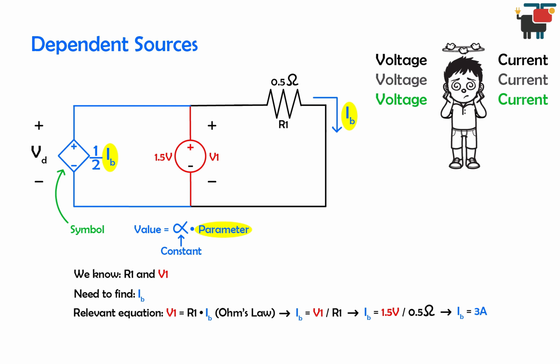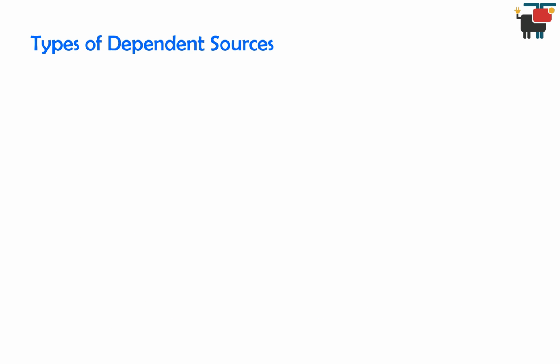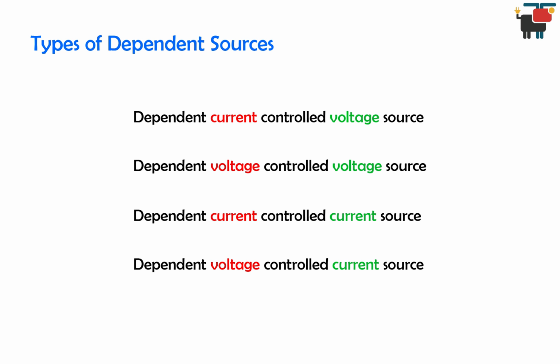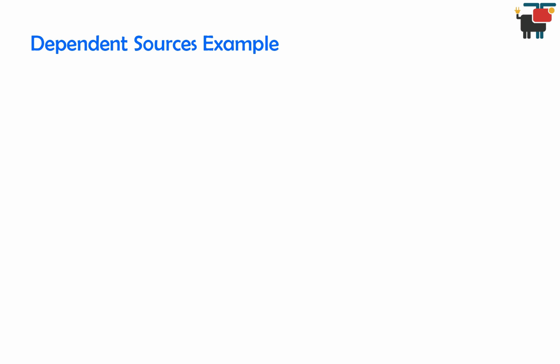Now that we know IB, we can easily find that the voltage of the dependent source is 3 amps divided by 2, or 1.5 volts. That's it. Now you know how to work with dependent sources. There are 4 types of dependent sources: dependent current-controlled voltage source, dependent voltage-controlled voltage source, dependent current-controlled current source, dependent voltage-controlled current source. Let's look at another example.